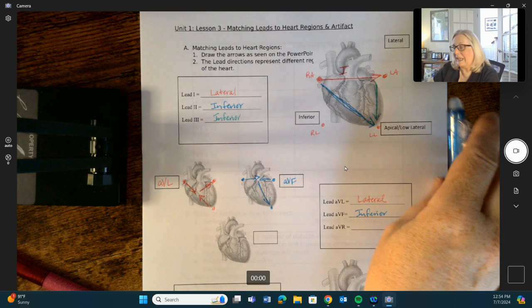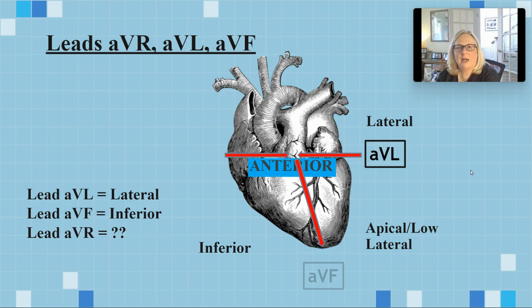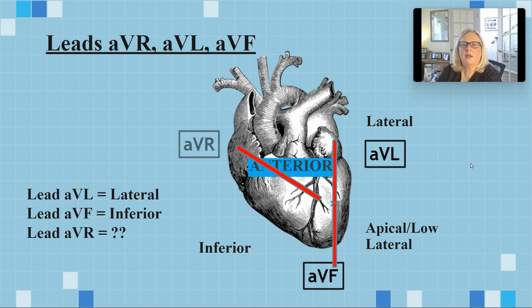We have 1 more lead to look at. That's going to be our AVR here. Okay, so AVR, once again, the R at the end stands for right arm. Since we don't use the right leg, that's going to be right arm.